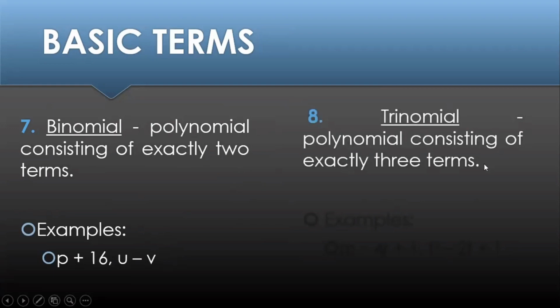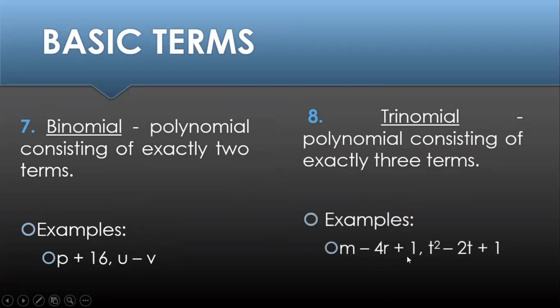Next is the trinomial. It is a polynomial consisting of exactly three terms. We have here some examples. m minus 4r plus 1. So in this example, we have three terms. First term is m, second term is 4r, third term is 1. And in the example, t squared minus 2t plus 1, this is a trinomial. First term is t squared, second term is 2t, and third term is 1.